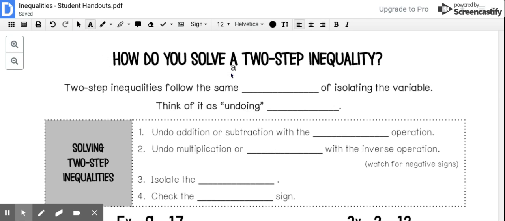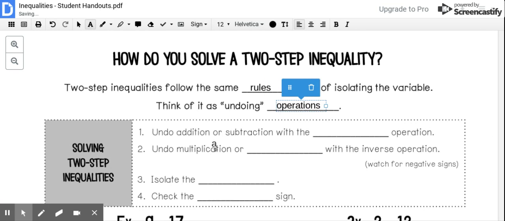Two-step inequalities are just like two-step equations. We just have to remember to flip that sign when we multiply or divide by a negative. So two-step inequalities follow the same rules of isolating the variable. So you think of it as undoing the operations.